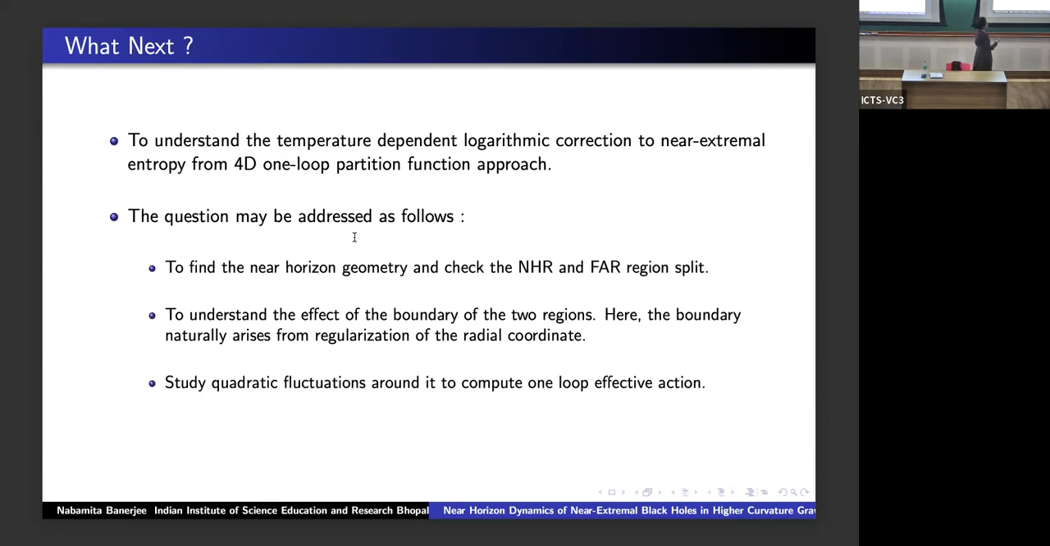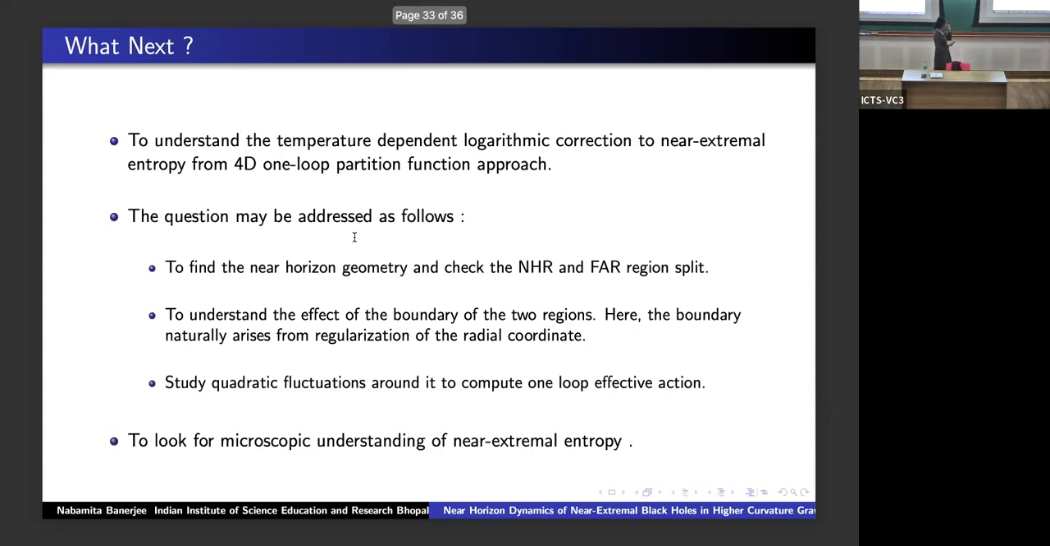I'll show you in the next slide why the boundary is important even from this side, and then probably study the quadratic fluctuations around that and compute the one loop effect. At least perturbatively, this looks possible. This basically involves a perturbation theory calculation. So in principle, that looks possible. Okay, and then if one is successful in that, then maybe one can try to look for a microscopic understanding of this near extremal entropy.